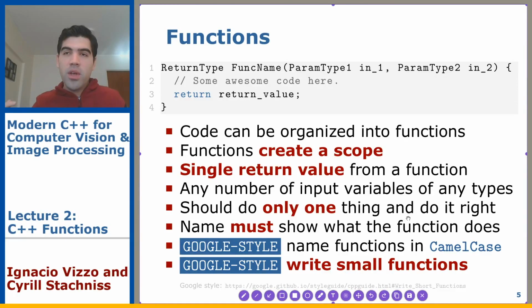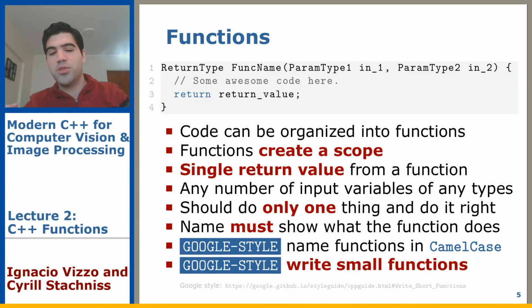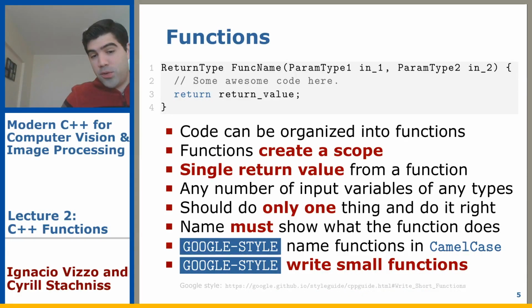You cannot do like Python, where you can do this duck typing pattern and return an integer or a float or maybe a duck or whatever. In C++, we keep stuff simple and we only return one type. And then any number of input variables of any type, so you can feed into the function whatever type and number of variables you want. And then it's really important that functions should do only one thing and do it right.